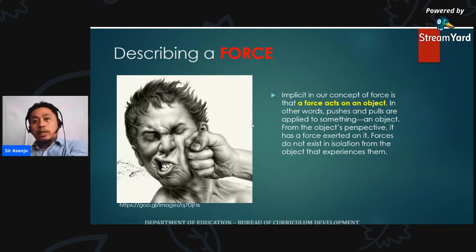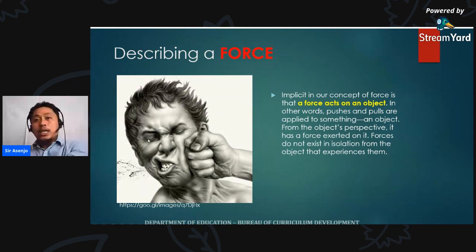So let's describe more about force. Remember, implicit in our concept of force is that a force acts on an object. In other words, pushes and pulls are applied to something. That something is an object. From the object's perspective, it has a force exerted on it. Forces do not exist in isolation from the object that experiences them. Do you understand this?